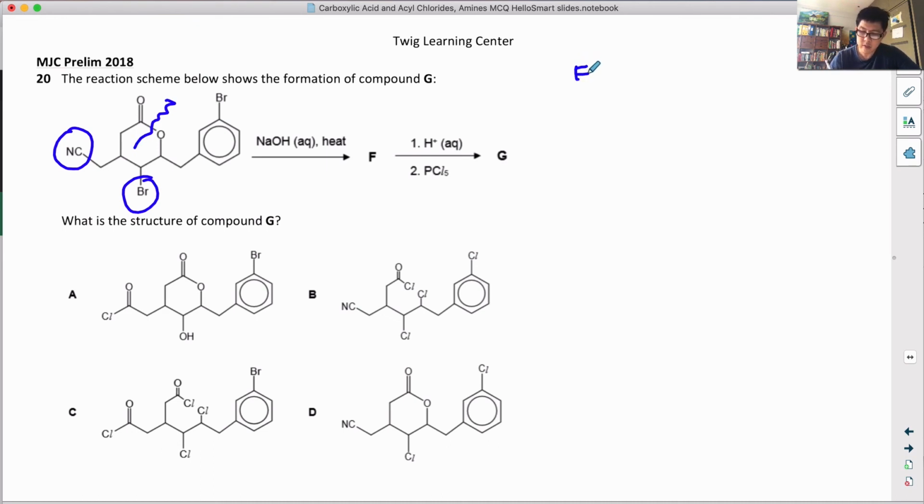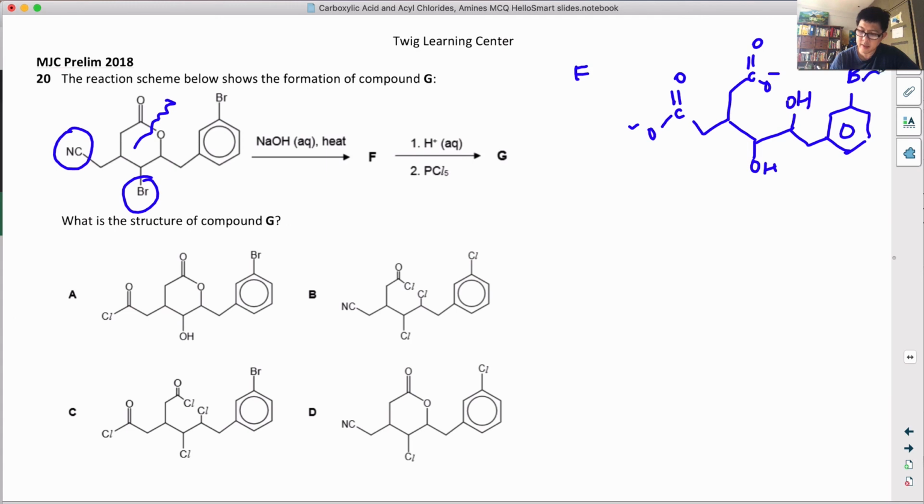So over here, C becomes C double bond O minus. This one also becomes COO minus. The Br becomes OH. This one is OH. Okay, this is my F.